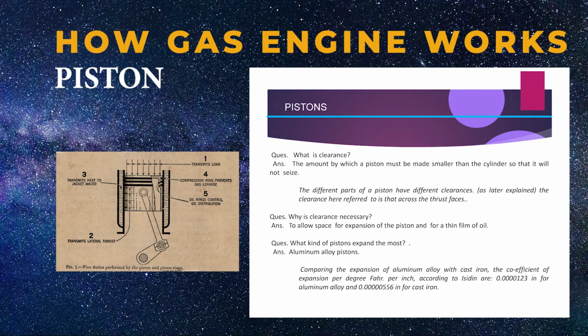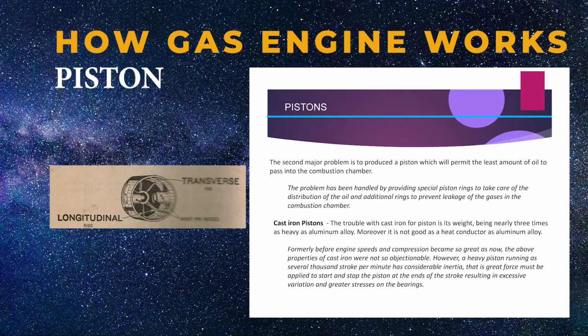Comparing the expansion of aluminum alloy with cast iron, the coefficient of expansion per degree Fahrenheit per inch, according to Isidon R, is 0.0000123 for aluminum alloy and 0.0000556 for cast iron. The second major problem is to produce a piston which will permit the least amount of oil to pass into the combustion chamber. The problem has been handled by providing special piston rings to take care of the distribution of the oil, and additional rings to prevent leakage of the gases in the combustion chamber.